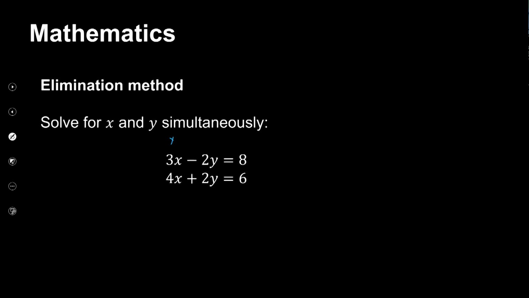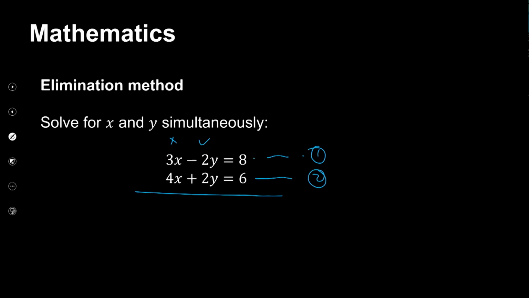Let's look at y. Minus 2y plus 2y. If I subtract them, it will give me minus 4, so I cannot subtract. But if I add them, it will give me 0. So it means I must first start by cancelling the y, solving for x, and then solving for y after. So I will firstly call this equation 1, and I will call this equation number 2.